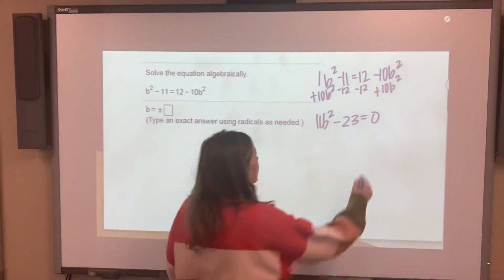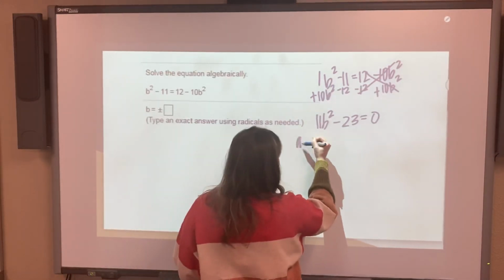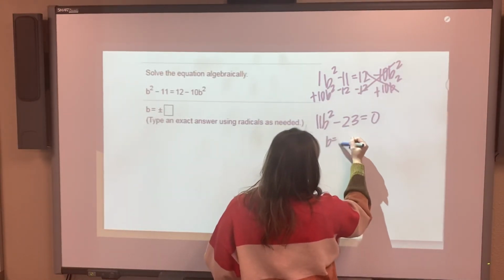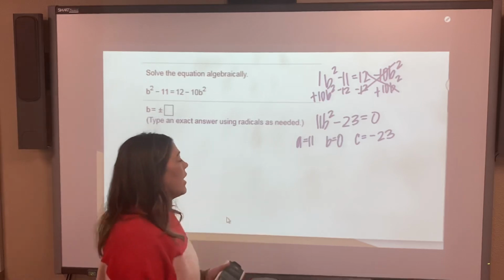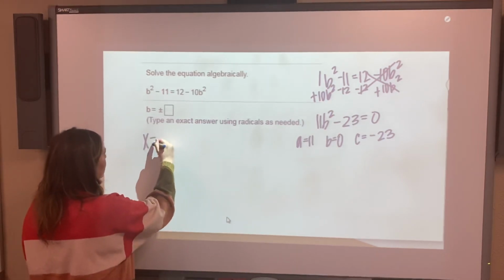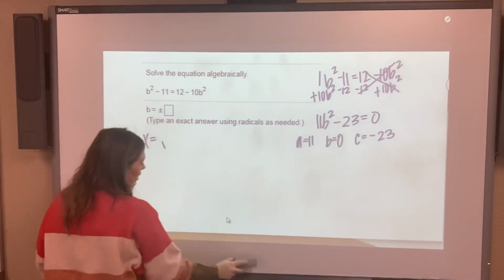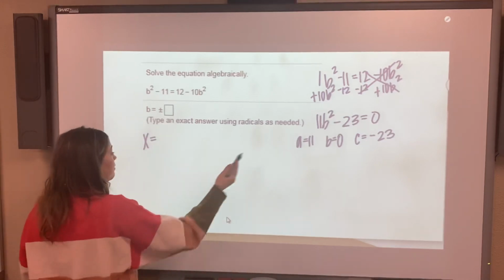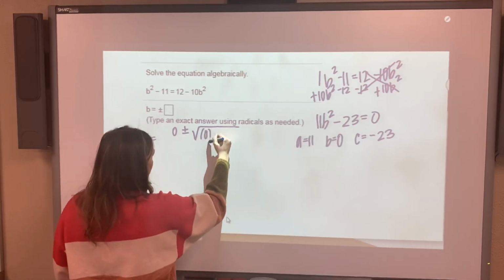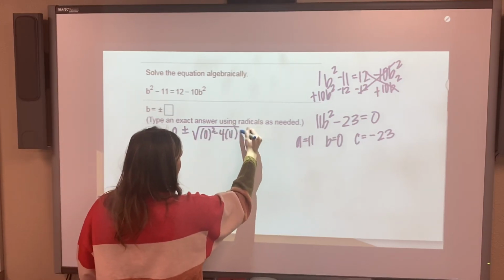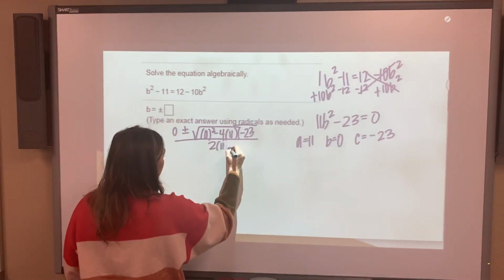So if you notice here, those canceled over there. We are missing our b term. So our a is 11, our b equals 0, and our c equals negative 23. Okay, so quadratic formula, we have x equals, I know it says b, but it's the same thing. Negative b, which b is 0, so it's just 0, plus or minus the square root of 0 squared minus 4 times a, which is 11, times c, which is negative 23. That whole thing over 2 times a, which is 11.